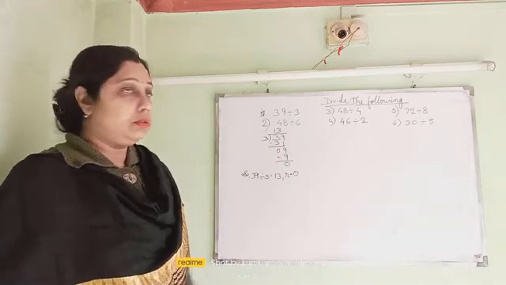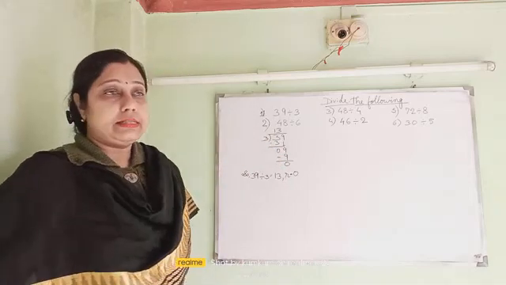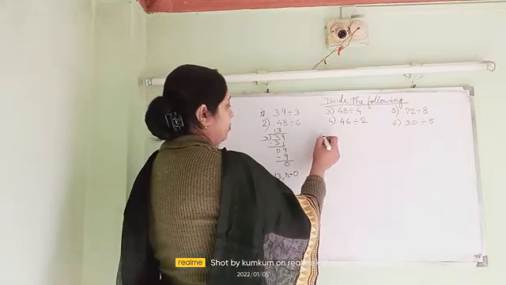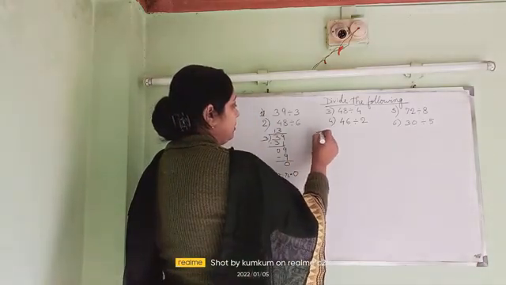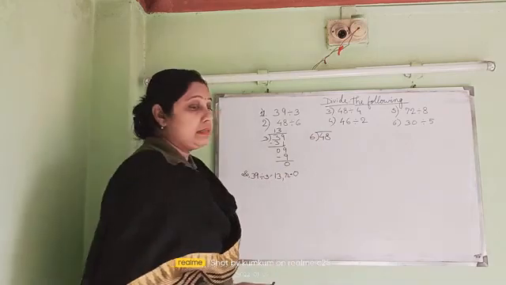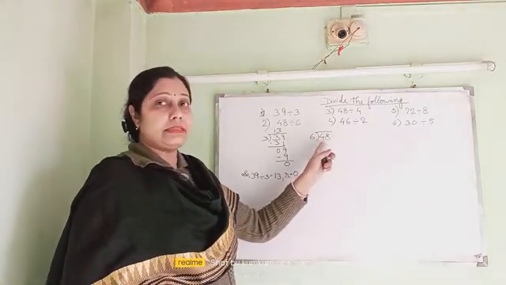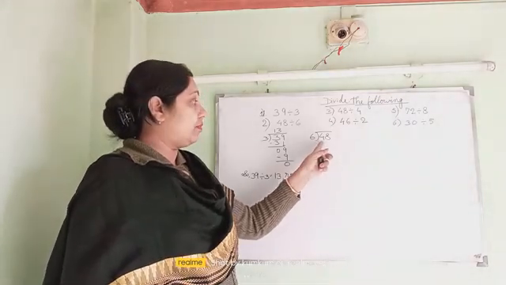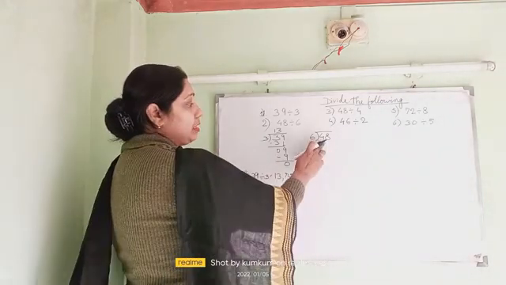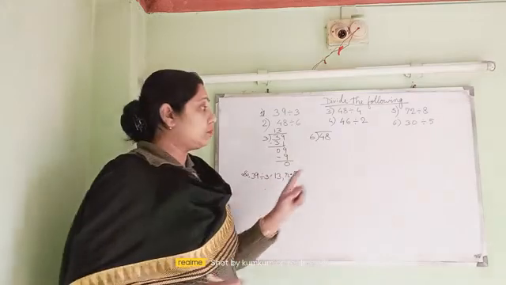Next one, number 2, 48 divided by 6. Now again, I am writing here 48, bigger number inside and 6 outside. 6 is smaller, so the bigger number is 48. I am writing it inside. Now we have to see the first digit is smaller. Here 4 is smaller than 6.